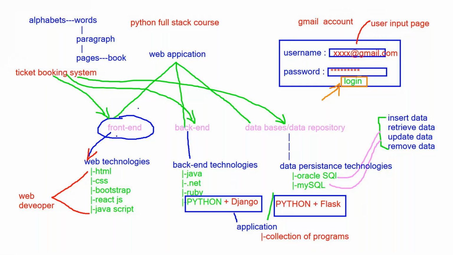To learn the Django framework, Python is the prerequisite. This is like how alphabets are the prerequisite to frame words. To learn the Django framework, what is the prerequisite? Python is the prerequisite. If you know Python along with Django, then you can make what? A web application. To make it more interactive, we should integrate that web application with these web technologies, and on this side, data persistency technologies.